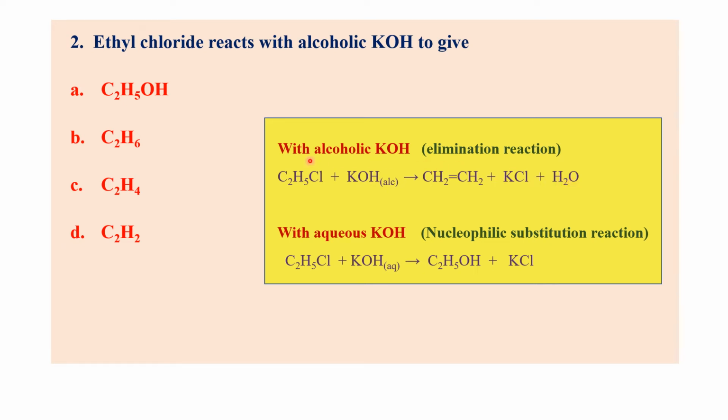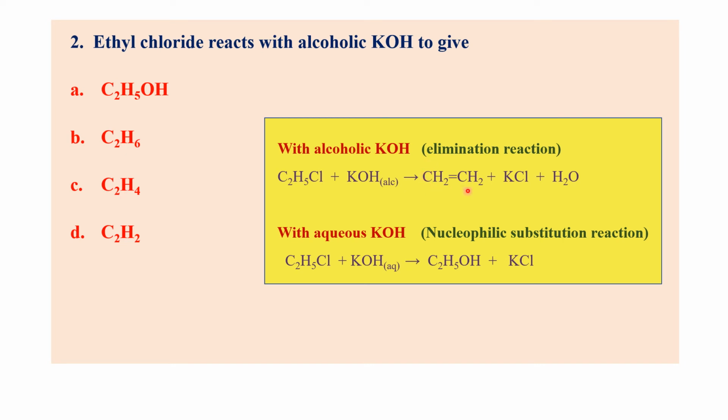So it will undergo elimination reaction when it reacts with alcoholic potassium hydroxide, and it will undergo nucleophilic substitution reaction when it reacts with aqueous potassium hydroxide. So in case of ethyl chloride plus aqueous potassium hydroxide, this nucleophile will replace this nucleophile, so it will attach here, giving ethyl alcohol and potassium chloride. So both the products are given, ethyl alcohol and ethene.